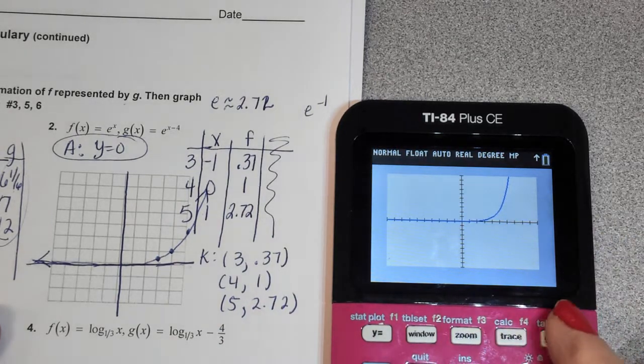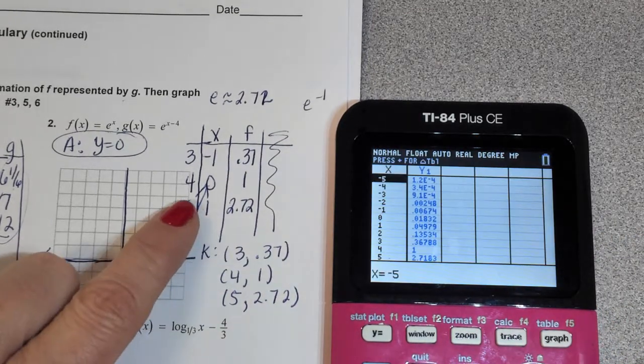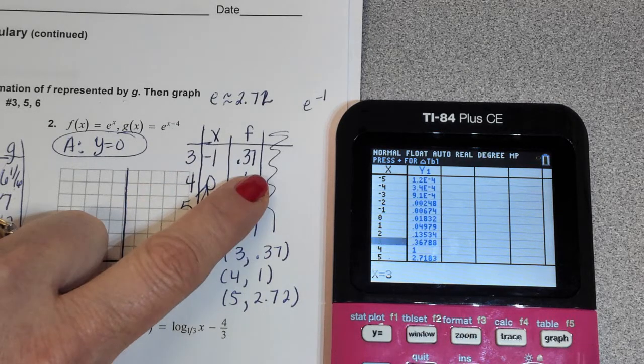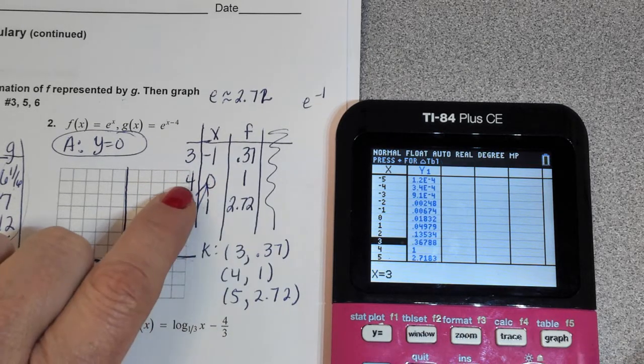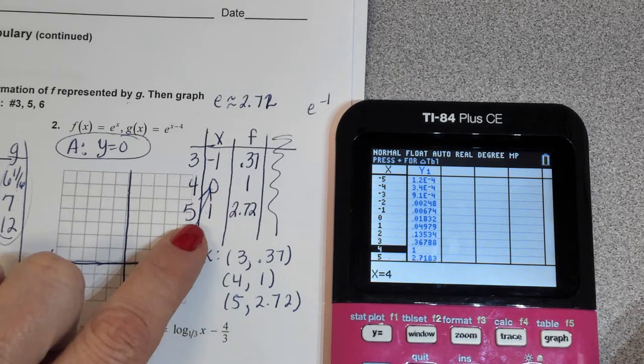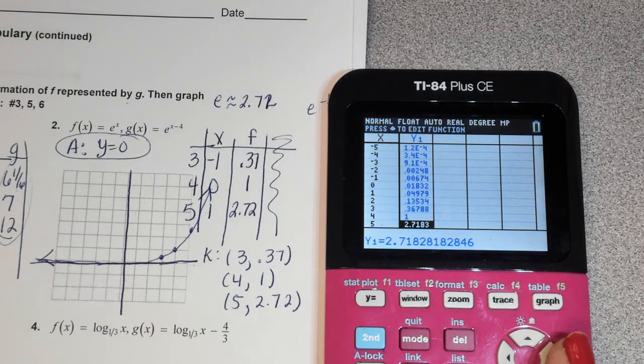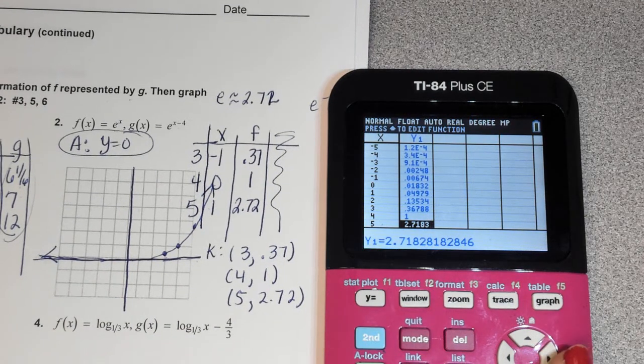Looks good. Look at our table of values. I'm just going to check these. So at 3, we should be at 0.37. At 4, we should be at 1. And at 5, we should be at 2.72. So we know that we are correct.